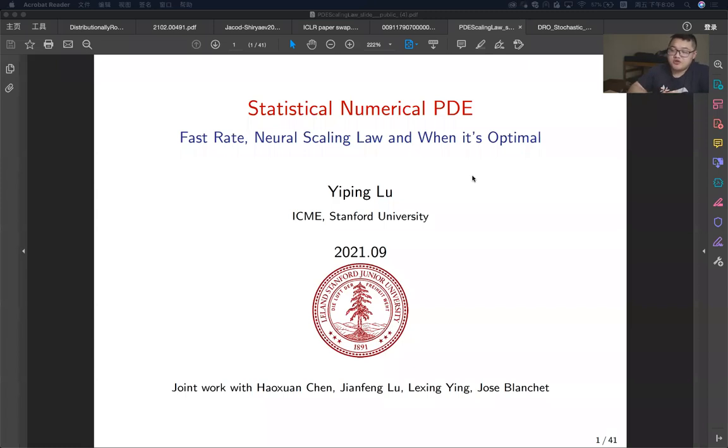Everyone. Today I would like to introduce our new paper on the statistical efficiency of the machine learning based numerical PDE solvers. This talk is about a fast rate generalization bound and a discussion about the neural scaling law of the machine learning based numerical PDE solvers, and to discuss whether these solvers are optimal. This is a joint work with Haoxuan Chen, Jianfeng Lu, Lexin Yin, and Jose Blanchet.